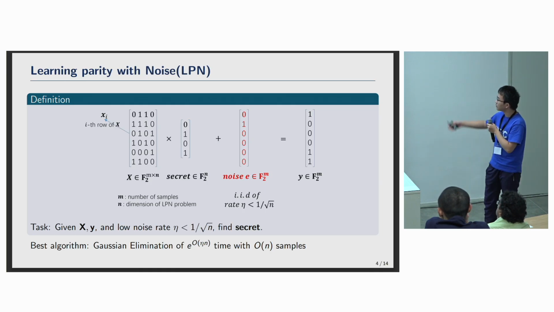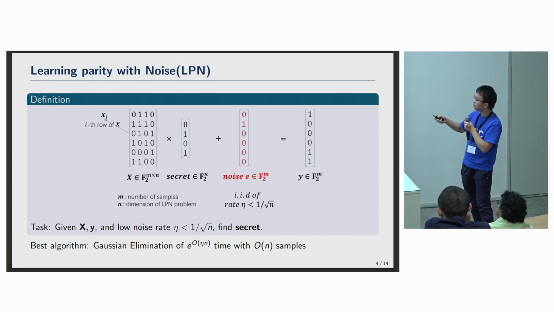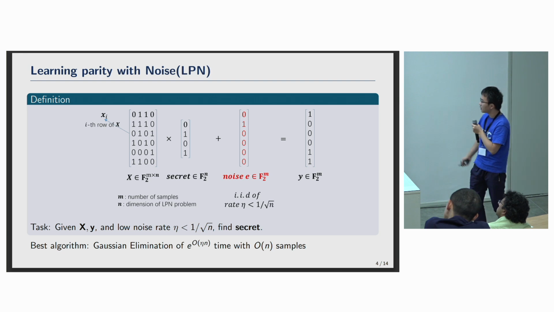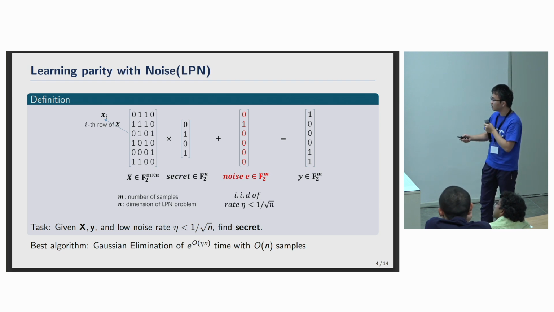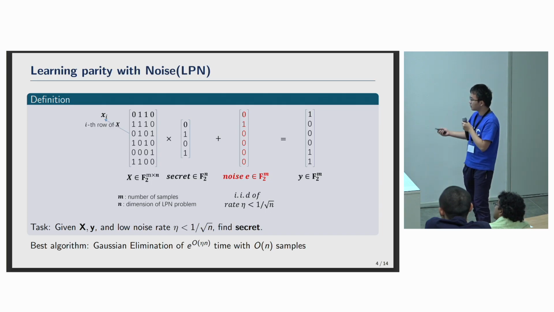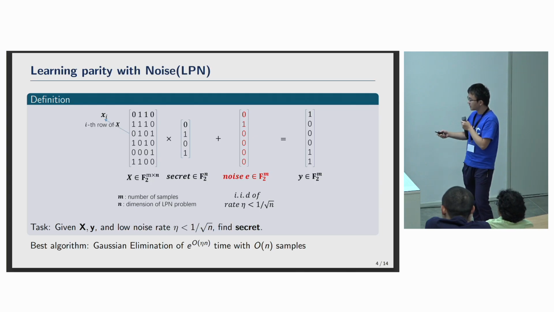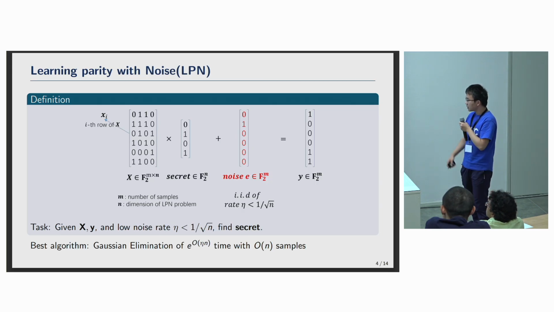For example, the first bit of y equals the inner product of x1 and the secret plus the noise. So our task is to find the secret given X and y, in this low noise rate region less than 1 over square root of n. The best algorithm in this low noise region is Gaussian elimination, of e to the O(eta n) time with O(n) samples.